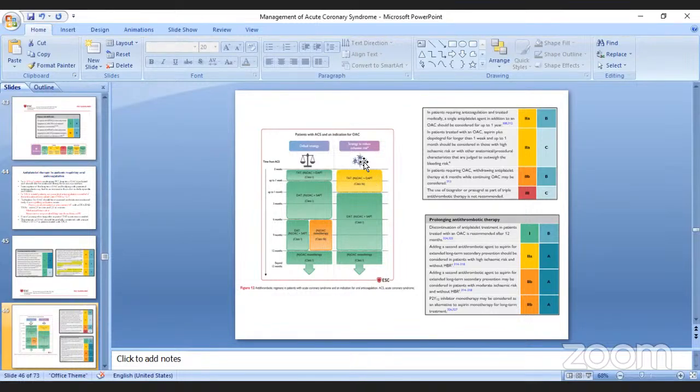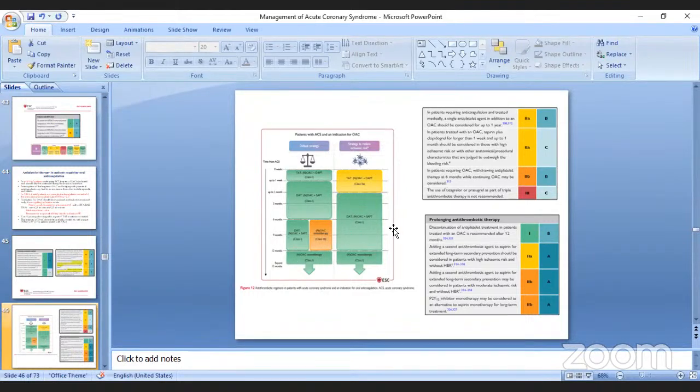And in case of patients requiring oral anticoagulation, you can withdraw antiplatelet therapy at 6 months while continuing the oral anticoagulation therapy for the next 6 months. That is up to 1 year and beyond that also. This may be considered in certain patients. However, the use of ticagrelor or prasugrel is not a part of this therapy.